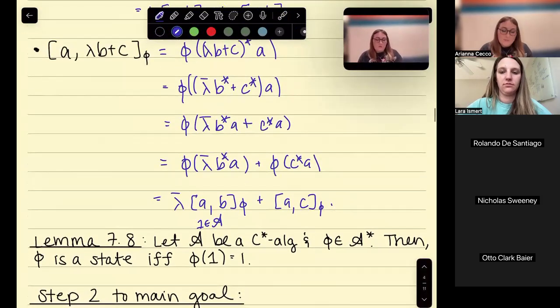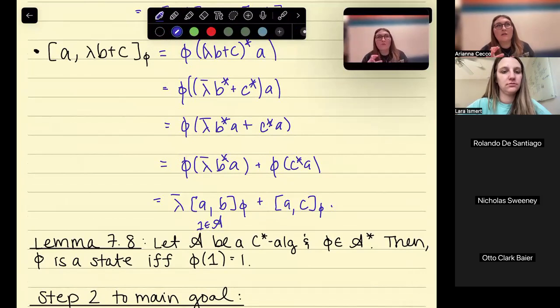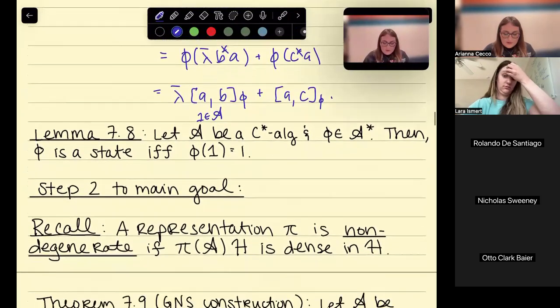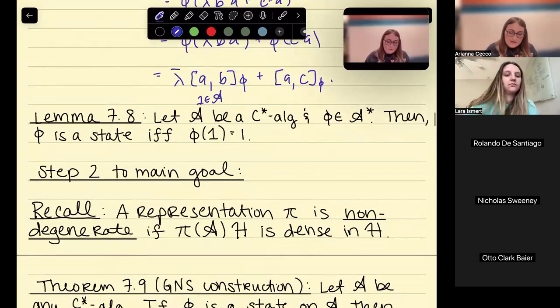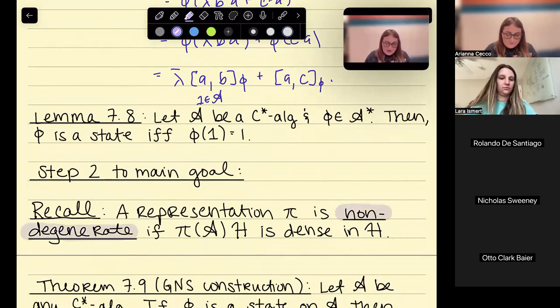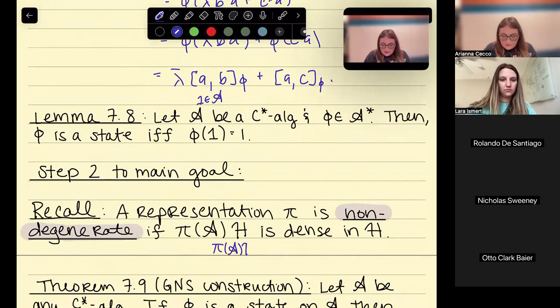Okay, so we talked about states. That's the first part that we needed to learn about to be able to prove theorem 7.1. Step 2, we're going to talk about representations and this GNS construction. So first, I just want to recall that a representation pi is non-degenerate if pi of A applied to H is dense in H. So that's just saying that the closure of pi of A H is H.